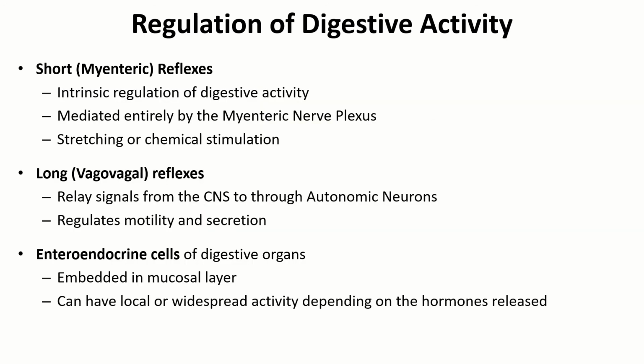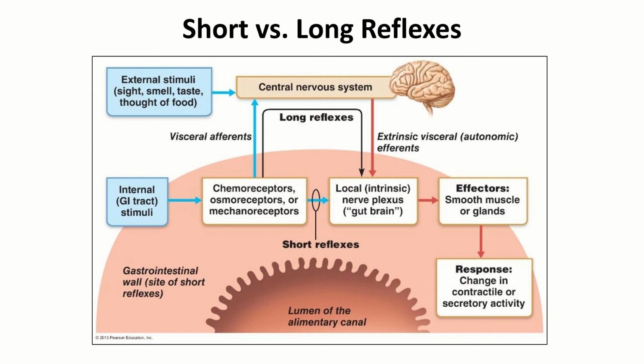And finally, you have chemical regulation without the use of neurons, and this is done through enteroendocrine cells. And so these are cells that are going to be embedded in the mucosal layer, and they can release a widespread number of paracrines and hormones to regulate the function of either the digestive organ itself or nearby digestive organs. And so we'll see several of those as we move through.